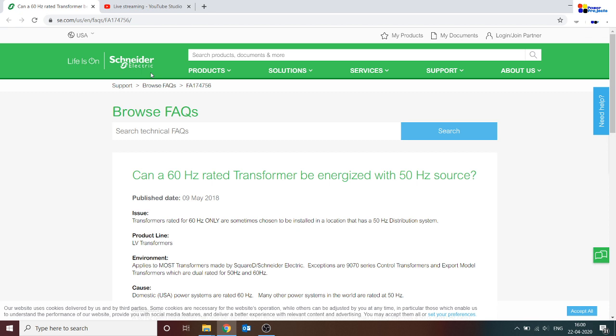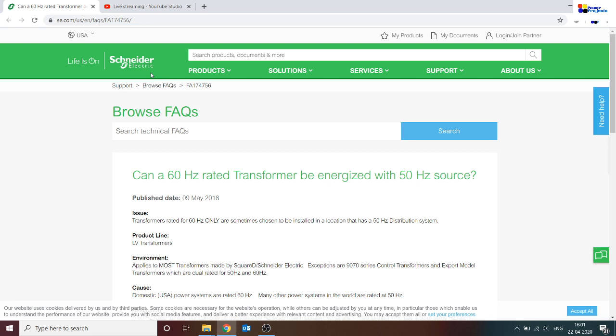Probably you might have seen small dry type transformers used for an electronic circuit, stepping down the voltage from 230 volt to 12 volt or 24 volt. That is rated for both 50 hertz and 60 hertz, which means the transformer can be used at both. If so, why can't large power transformers of 100 MVA, 50 MVA or 2 MVA be rated for dual frequencies?